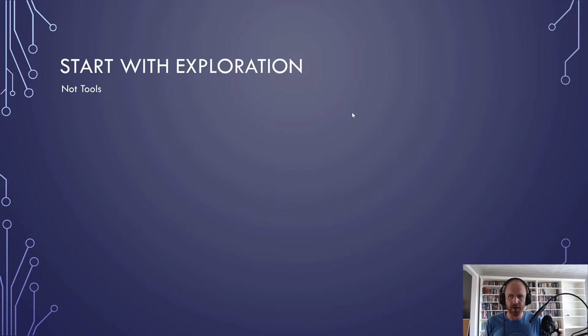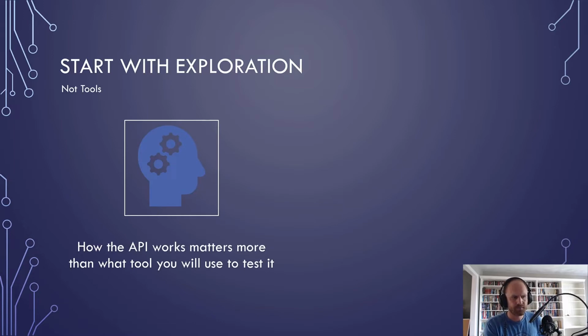So rather than getting caught up in that, I want to say start with exploration. Just go, start using the API, see what you can come up with. Don't build out an entire requirements matrix, but start to explore it and understand what it is. What this comes down to is that how the API works matters more than what tool you're going to use to test it. At the end of the day, yeah, the particular tool is going to make a difference. In the long run, you're going to need to be able to select a tool.